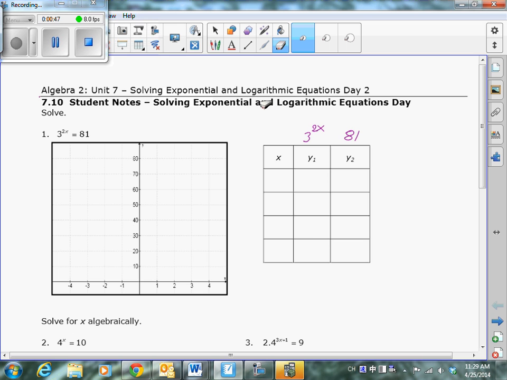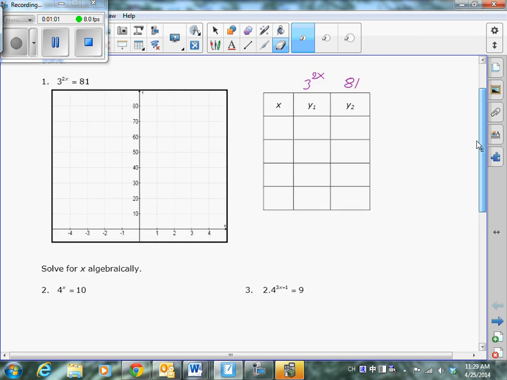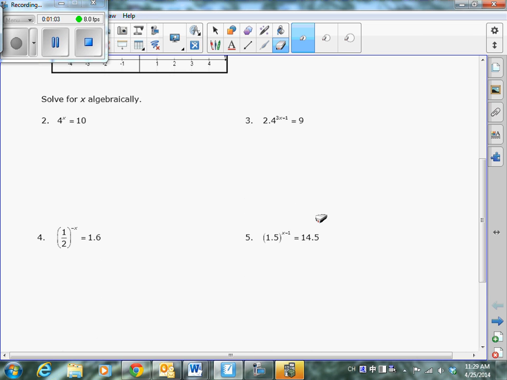Honestly, I prefer that we don't use a calculator. Like yesterday, did we use the calculator to solve any yesterday? No, we used our calculator to check our answers yesterday. Get it straight. So let's go ahead and not use the calculator again, because it said algebraically. So there's no point to use a calculator, right?